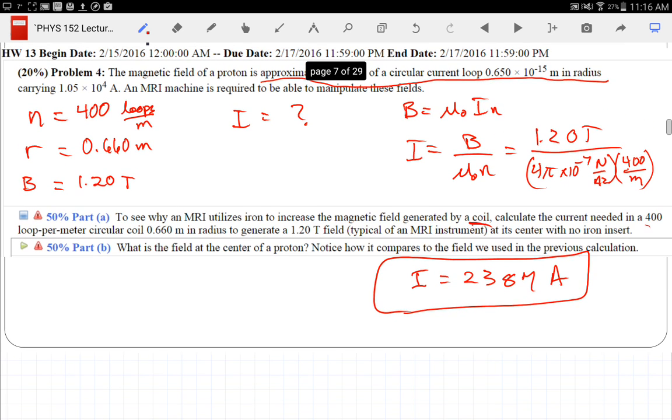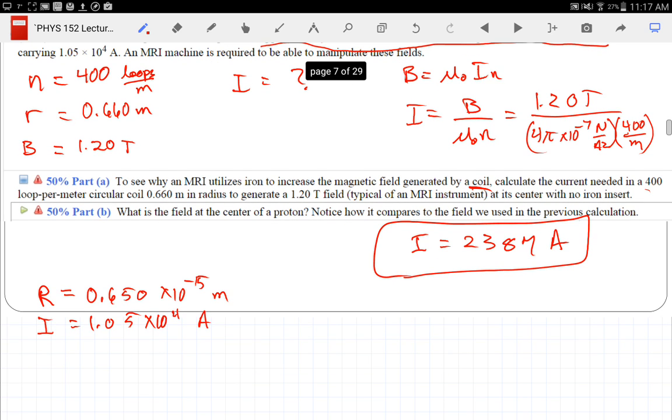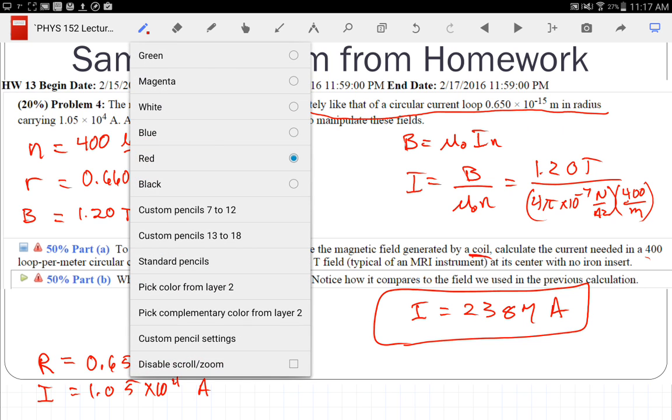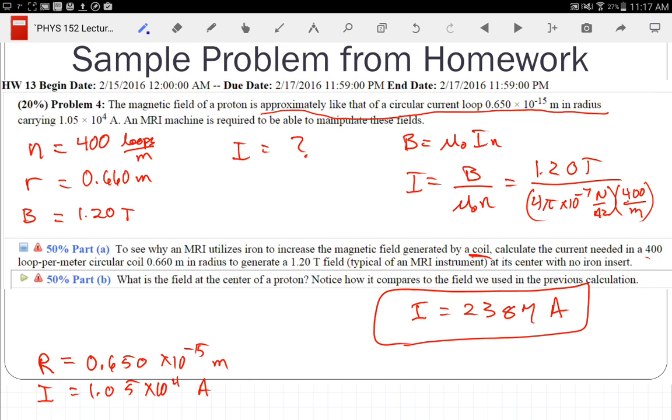So we have a circular loop with radius equals 0.650 times 10 to the minus 15 meters, and current equal to 1.05 times 10 to the 4th amps. And so for this, it's not a solenoid. It said it's like a circular current loop. The equation for the magnetic field created by a loop was different.